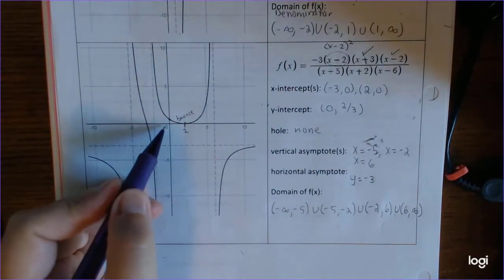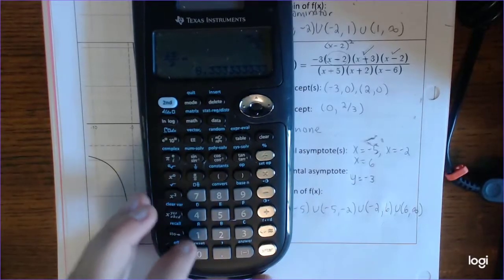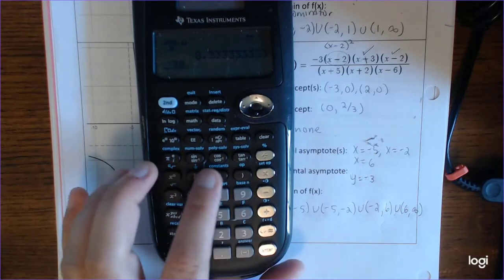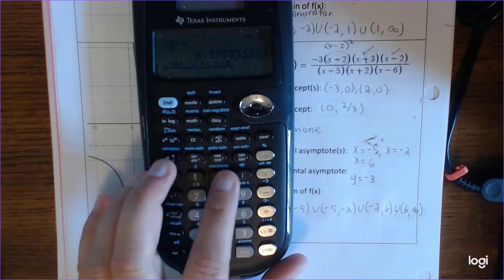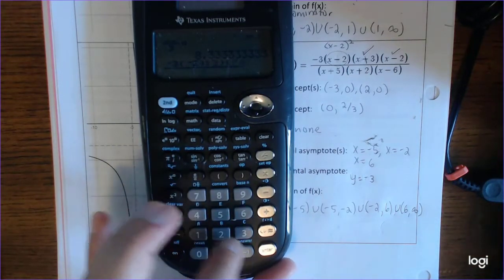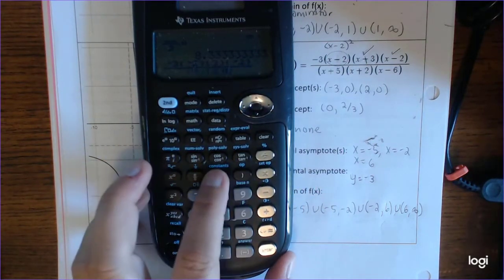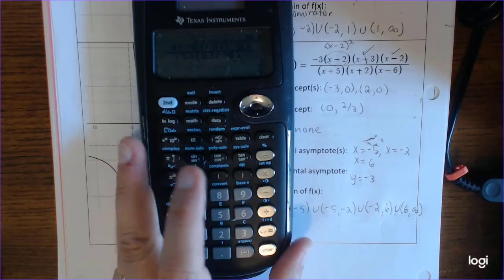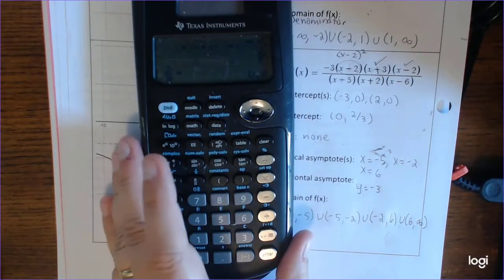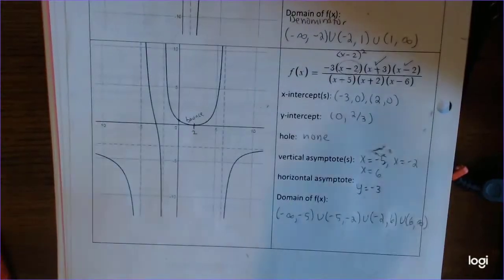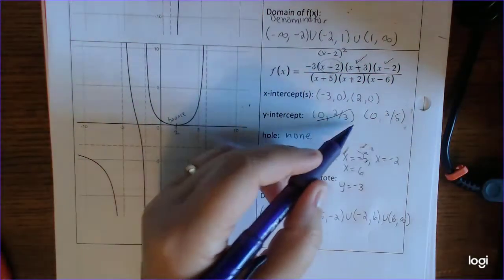The y-intercept I said was about 0.2/3. Let's check it and see exactly what the equation gives us. So negative 3 times negative 2 times 3 times negative 2, divided by 5 times 2 times negative 6. I've put 0 in there. And I get 3/5, which is 0.6. So it wasn't that far off, but let's be accurate here, so we'll write that down. Alright, so we got that by plugging 0 in.